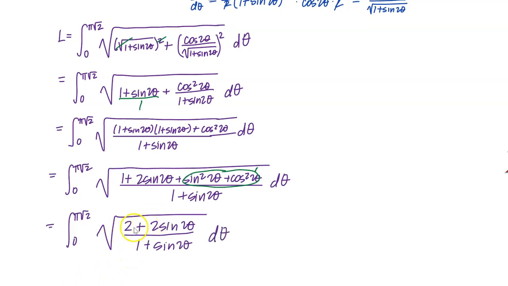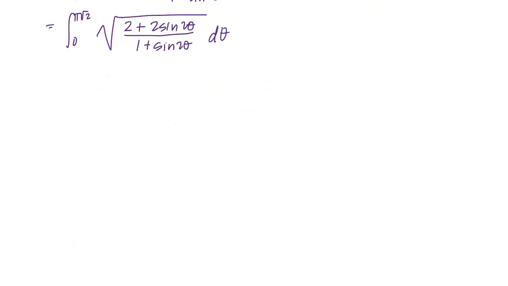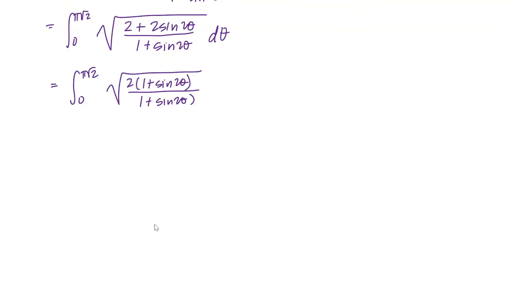So here we can pull a 2 out of the numerator. So I have 2 times 1 plus sine of 2 theta, and then there's a 1 plus sine of 2 theta on the bottom. Look at that, those cancel, and I'm really just integrating rad 2. So 0 to pi times rad 2. The integrand is just a number, rad 2.